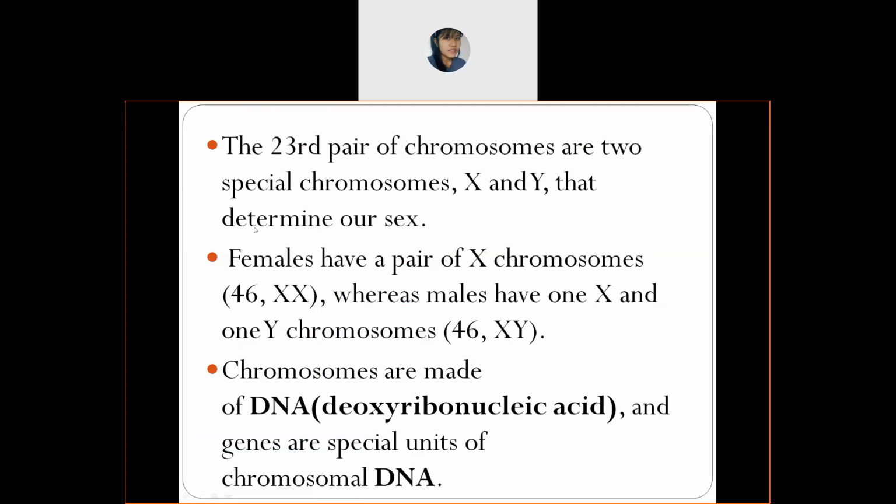Okay, so I'll just repeat again. We have 23 pairs of chromosomes, with X and Y. How can we identify a person's sex? By these chromosomes. For females it is XX, and we get 46 chromosomes. For males, we get X and Y, and there are also 46 chromosomes. And these chromosomes are made up of DNA, that is, deoxyribonucleic acid. Okay, are you clear, everyone?